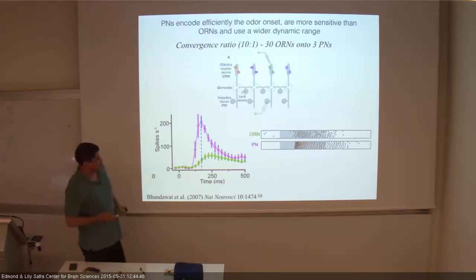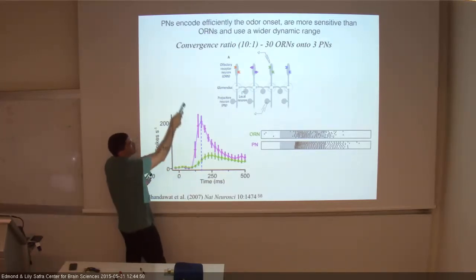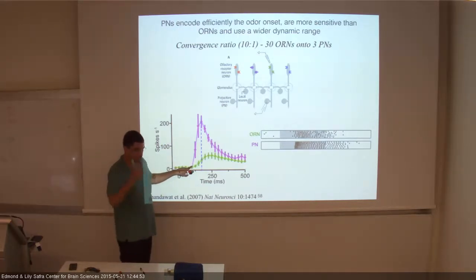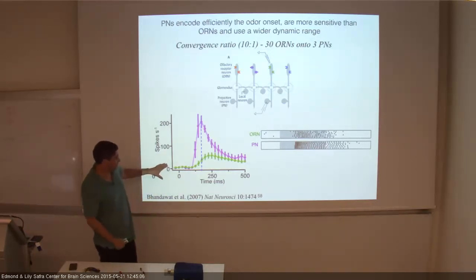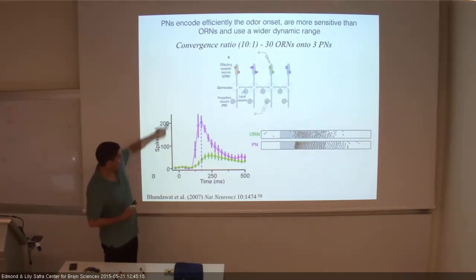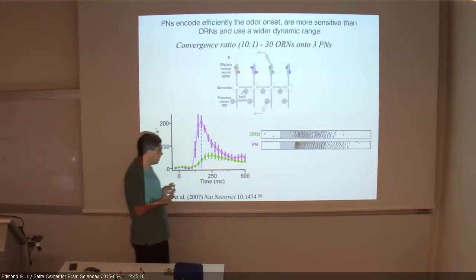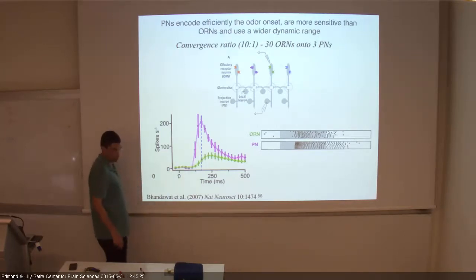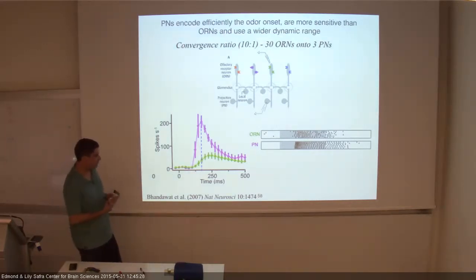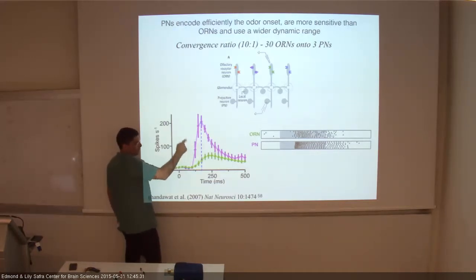So do we see attenuation? Now, there are, of course, 10 of these, or 30, olfactory receptor neurons that converge onto three projection neurons. So let's just describe the very basic responses. The first thing you see is that there is a much lower dynamic range of the olfactory receptor neurons, the single cells, and a much wider dynamic range in the projection neurons. The other thing is that the PNs, because of this 10-to-1 convergence, encode the onset of the stimulus very efficiently, so they start to fire very, very rapidly.